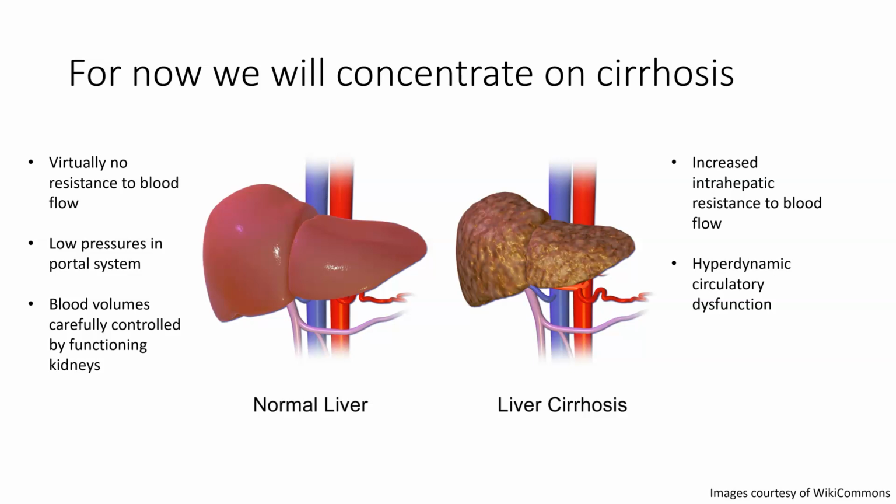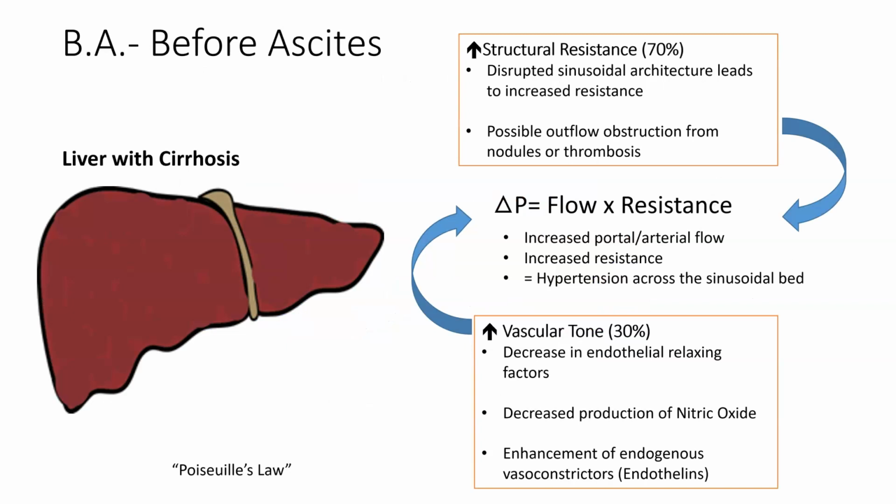Compare that with the cirrhotic liver. In the cirrhotic liver, you have increased intrahepatic resistance to blood flow, and you have a hyperdynamic circulatory dysfunction that develops, which we'll talk about extensively in the coming slides. Before you develop ascites in the liver with cirrhosis, you start to develop increased pressure across the hepatic sinusoids, and this results from two major mechanisms.